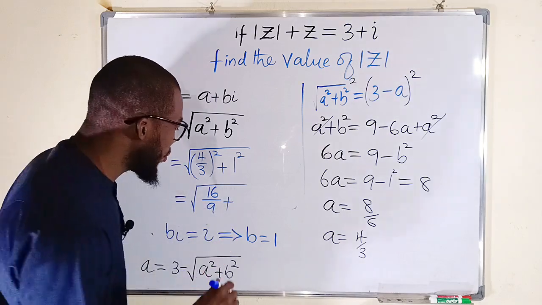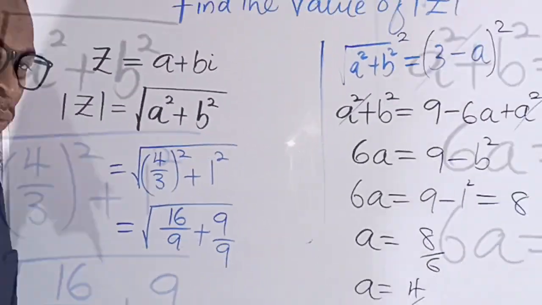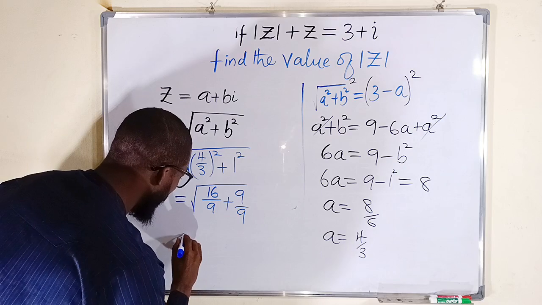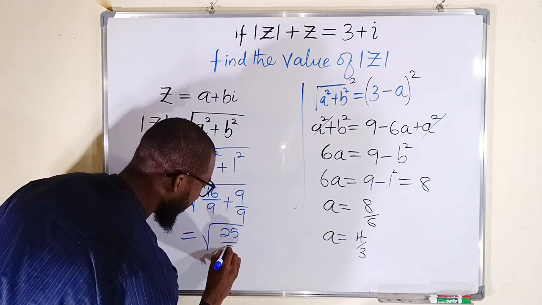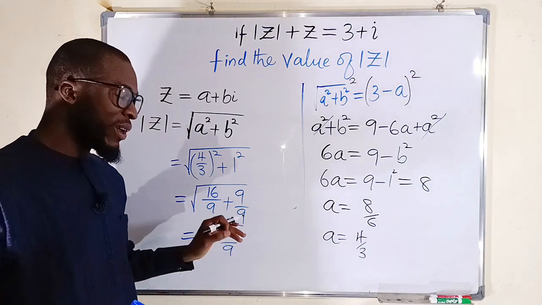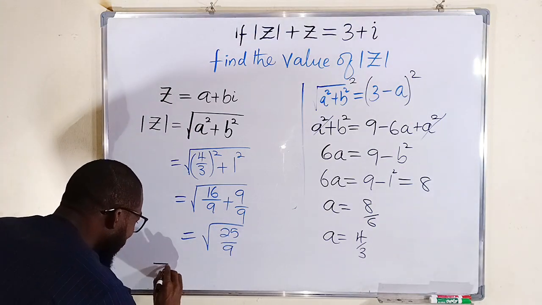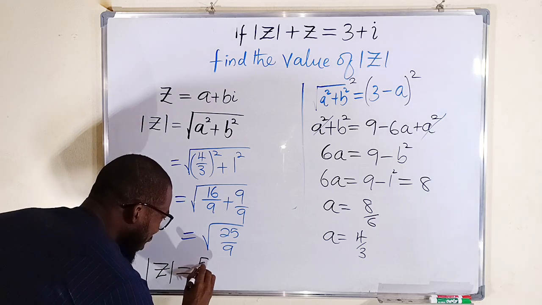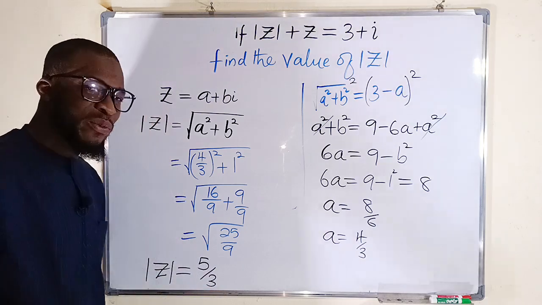but 1 can also be written as 9 divided by 9, right? So since we have common denominators, we can add the numerators. So this will be equal to the square root of 25 divided by 9. And you know the square root of 25 is 5 and the square root of 9 is 3. Finally, you can see that z modulus, which we are looking for, is equal to 5 divided by 3. And this is just the solution to this problem.